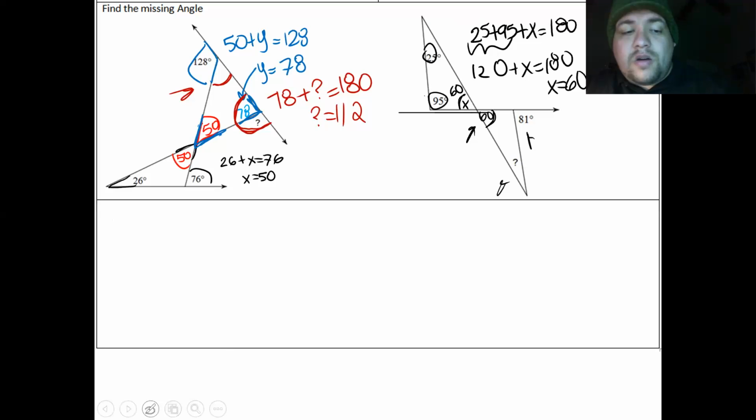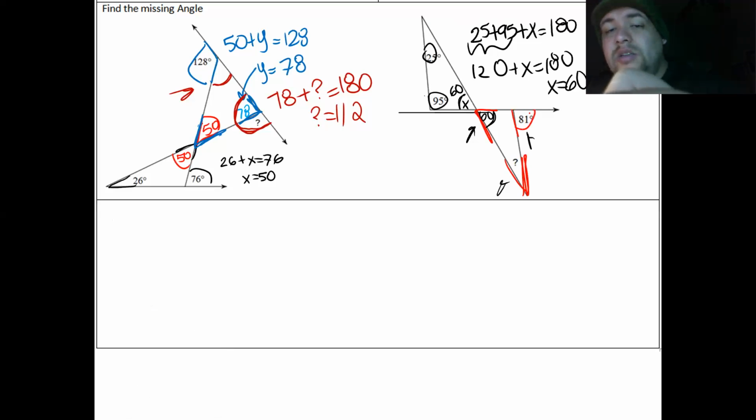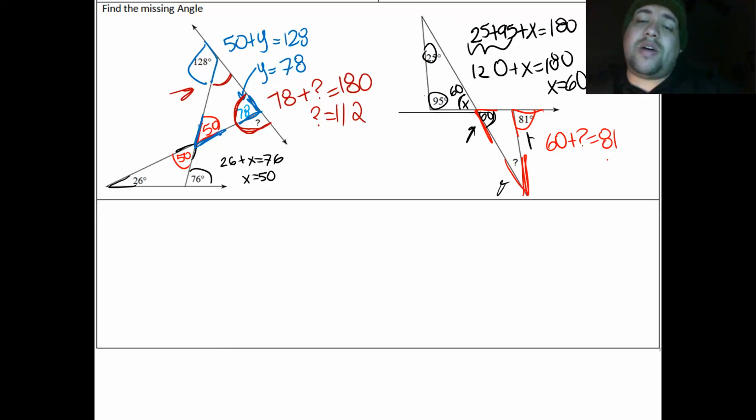And I know that I now can use my remote angle theorem to solve out. This angle right here is going to equal the exterior angle. So 60 plus question mark is equal to 81. If we want to solve out, all you would have to do is subtract out 60. Our question mark in this case is going to be equal to 21. Okay, so use that to solve out.